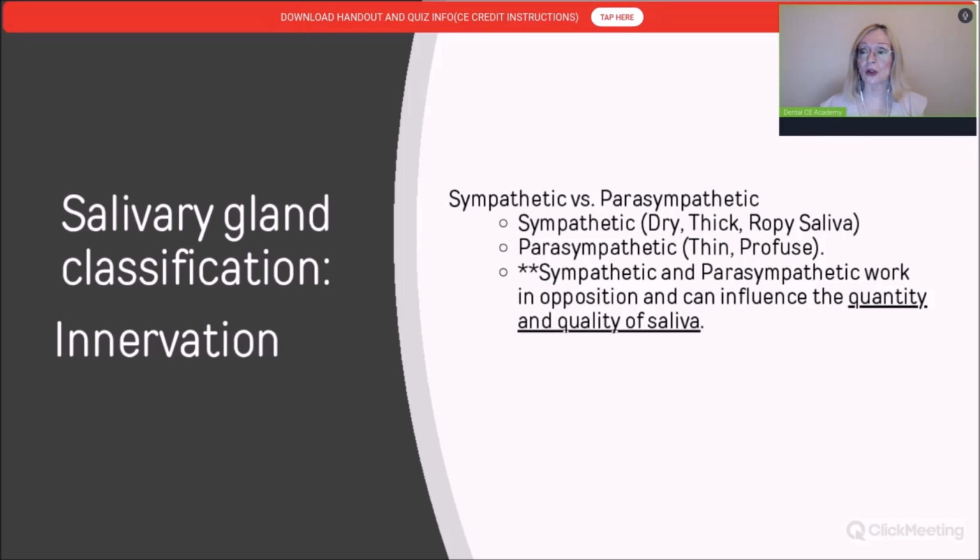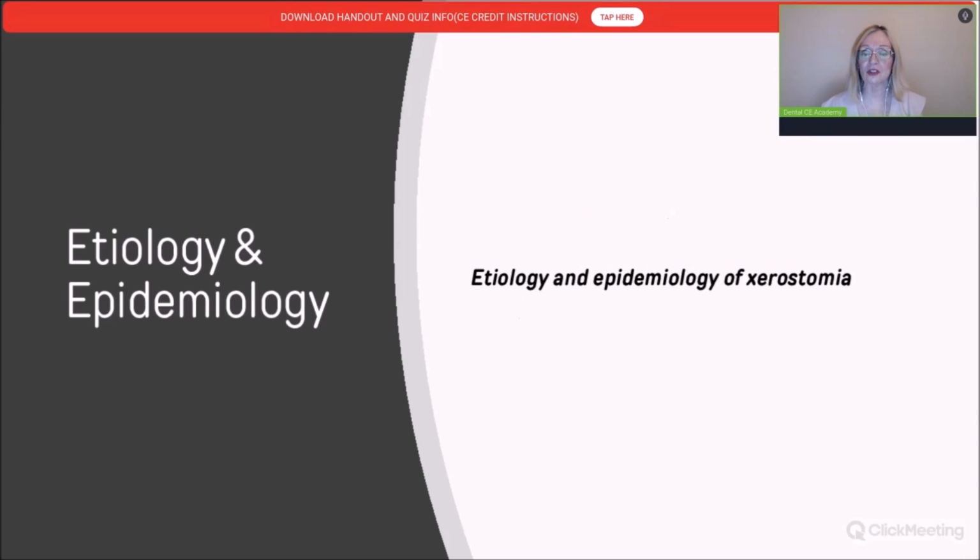Now, innervation is the third way we classify these glands, either sympathetic or parasympathetic. So sympathetic innervation is responsible for the dry, thick, ropey saliva. The parasympathetic innervation is responsible for the thin, profuse saliva. And these can work in opposition and can influence the quantity and the quality of saliva.